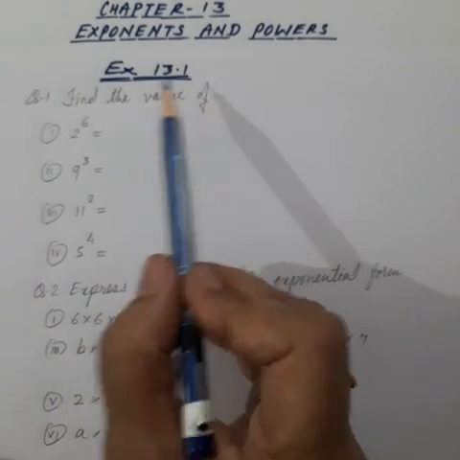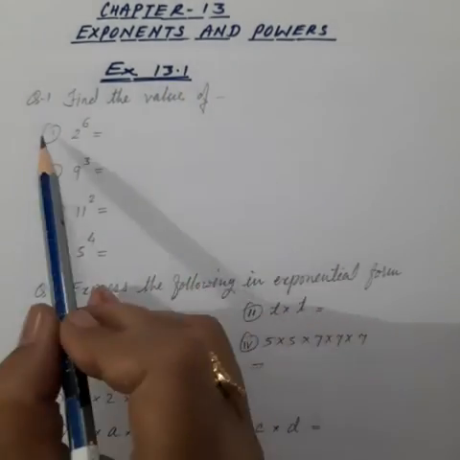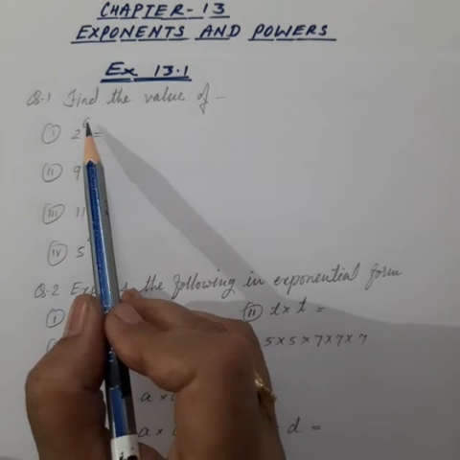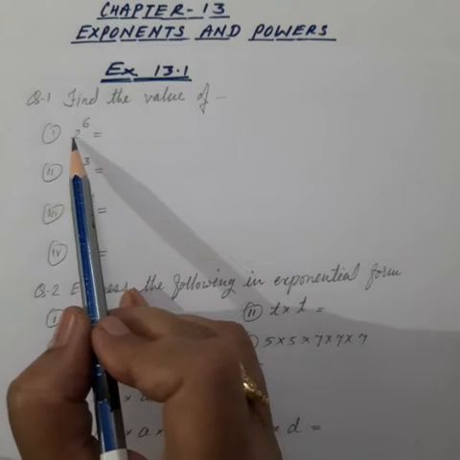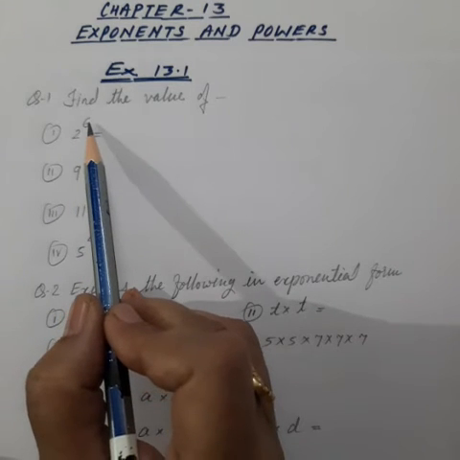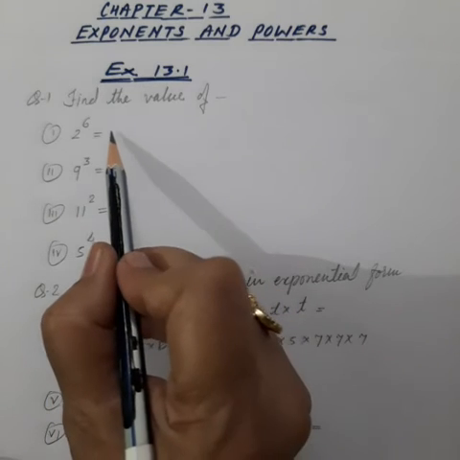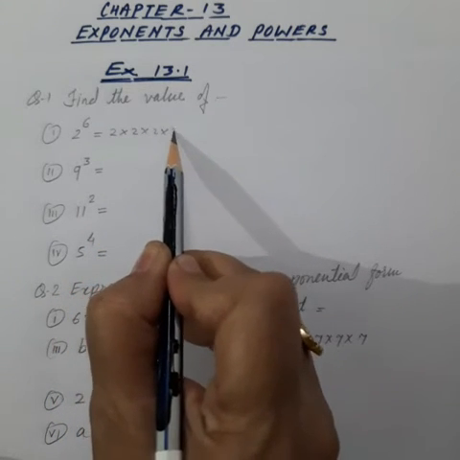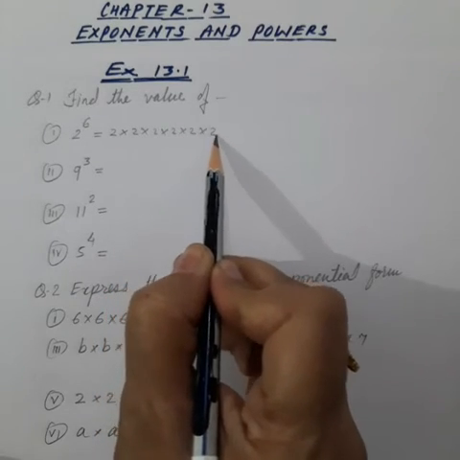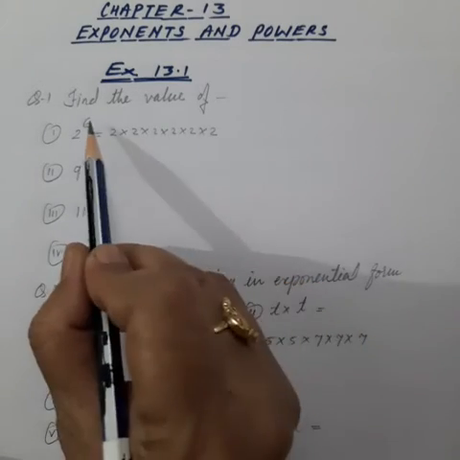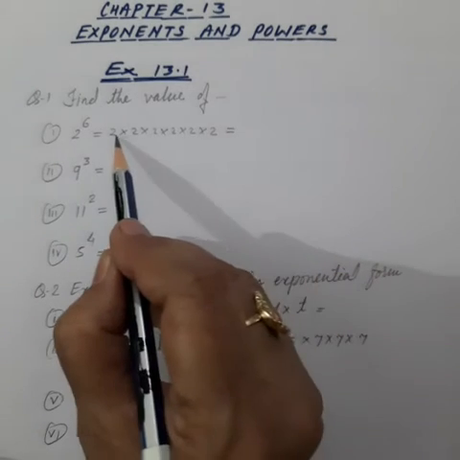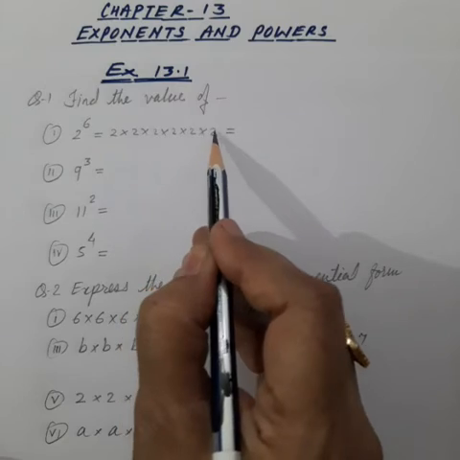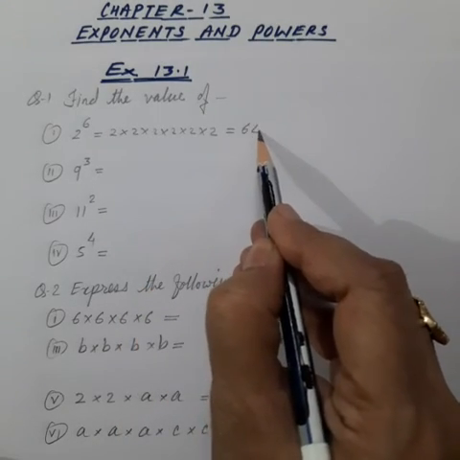Exercise 13.1. Question 1. Find the value of first, 2 raised to the power 6. Here base is 2 and power is 6. Base 2 is repeatedly multiplied by itself 6 times. So write it 2 into 2 into 2 into 2 into 2 into 2. 2 is repeatedly multiplied 6 times. Now find the value. 2 2s are 4, 4 2s are 8, 8 2s are 16, 16 2s are 32 and 32 2s are 64.